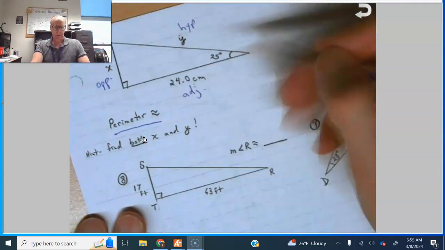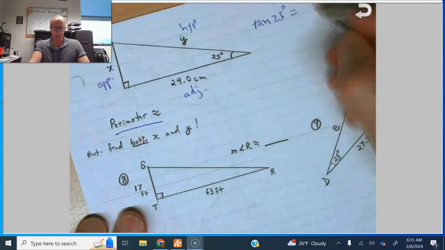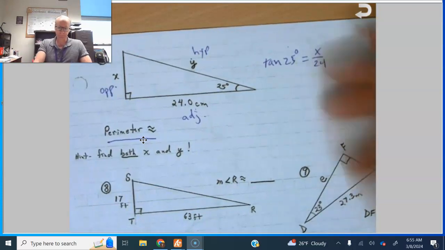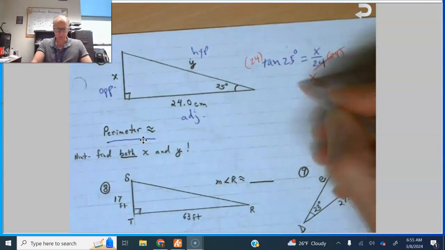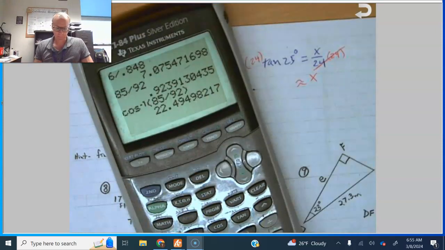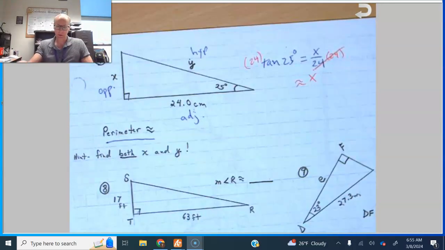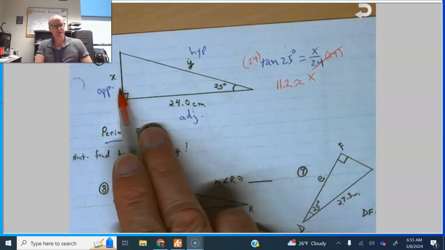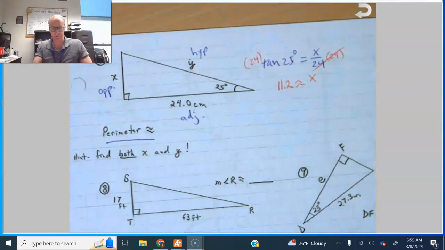I am going to set it up. The tangent of 25 degrees is equal to x over 24. Pretty easy one to solve. I'm trying to keep it in this view here. And we're going to multiply by 24 to solve this. And we're done. X is approximately equal to 24 tan 25. And I got 11.2. So X is approximately 11.2, which seems reasonable. It's a little less than half. If this was 30 degrees, this would be about half, more or less. So there it is.